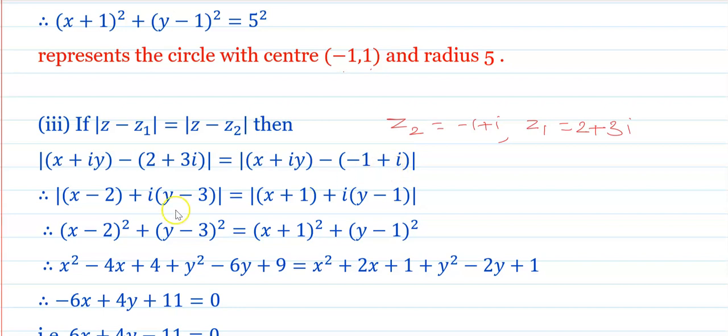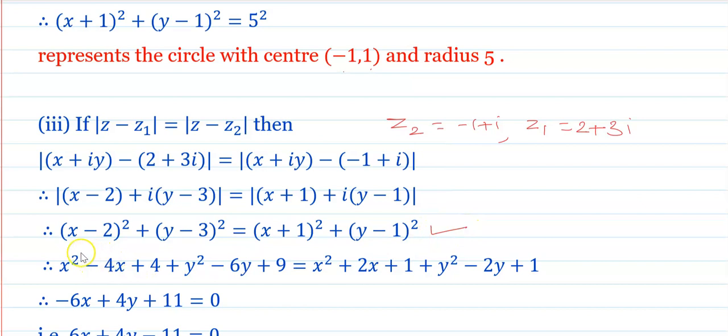Okay. Simplify: real part x minus 2 plus i times (y minus 3) is equal to x plus 1 plus i times (y minus 1). Again, what is the mod of this? Squaring on both sides, we will do here. Here you will get root of (x minus 2) whole square plus (y minus 3) whole square, and here also we will get similarly. And then squaring on both sides, you will get (x minus 2) whole square plus (y minus 3) whole square is equal to (x plus 1) whole square plus (y minus 1) whole square.